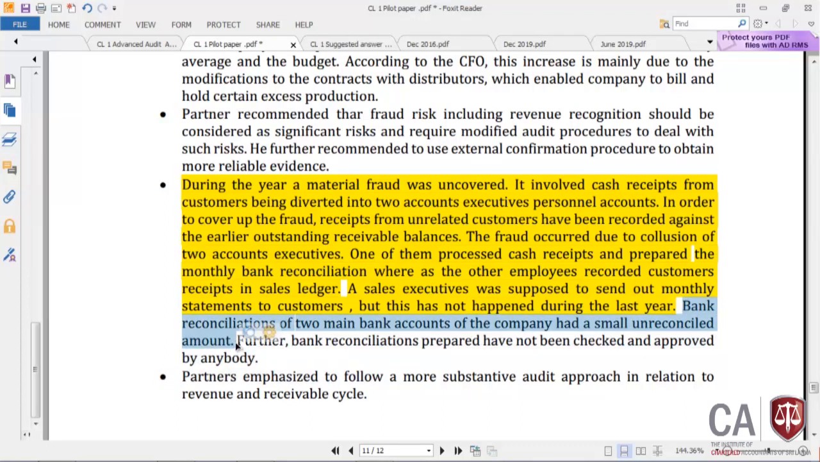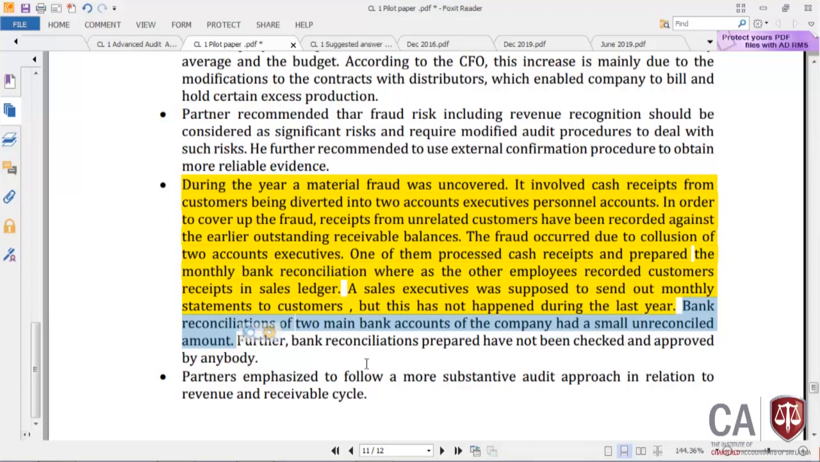You see here, bank reconciliation of two bank accounts of the company had a small unreconciled amount. Further, bank reconciliation prepared have not been checked and approved by anybody. This is a very serious problem.